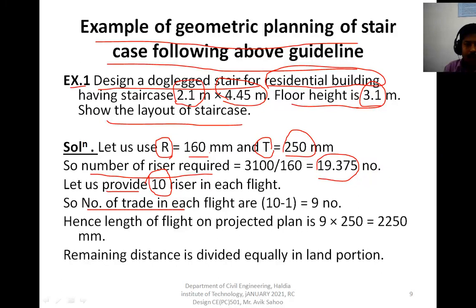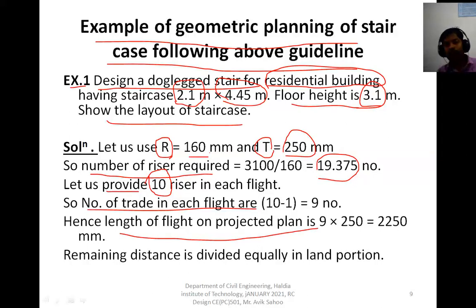Now the number of treads in each flight: if the riser is 10, then the tread is 9, which means you have to subtract 1. If you see the plan, you will understand that if you provide 10 risers, then one less, 9 treads, will be required. So hence, length of flight on projected plan.